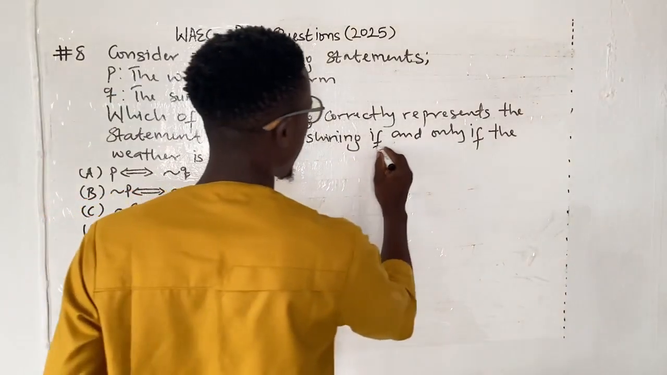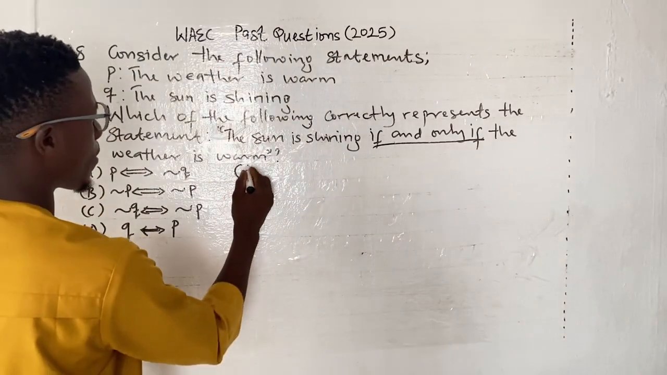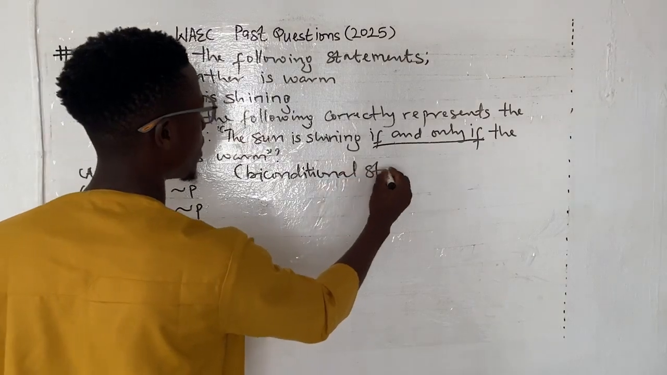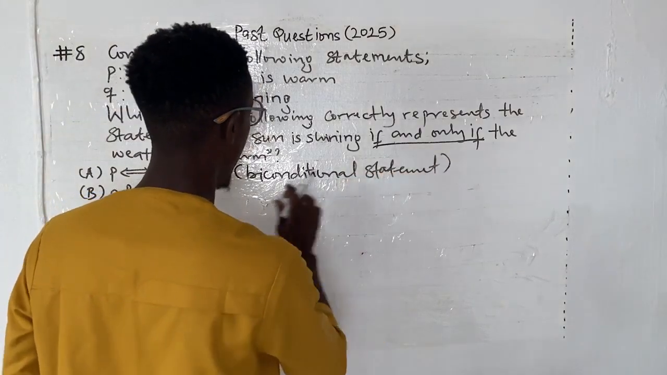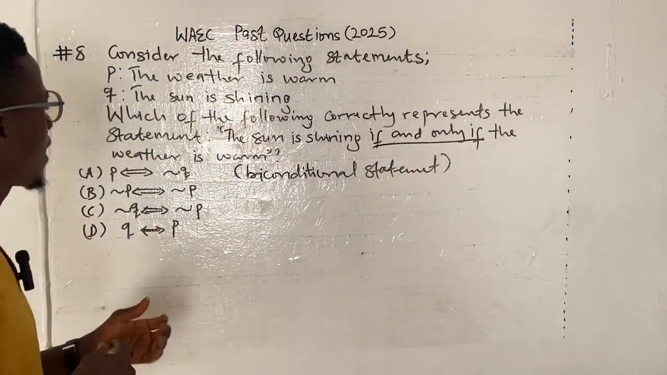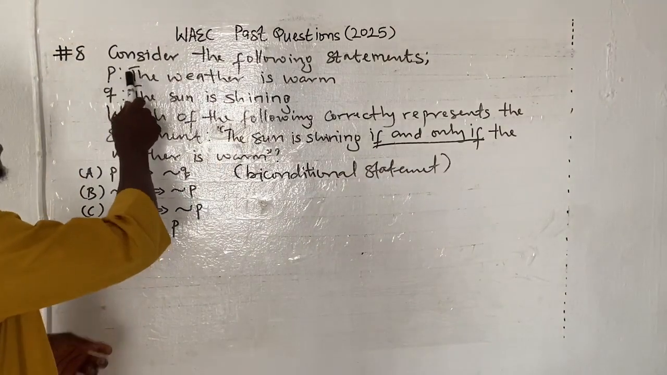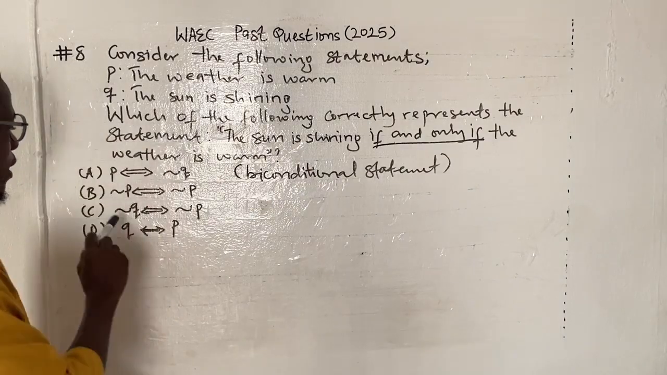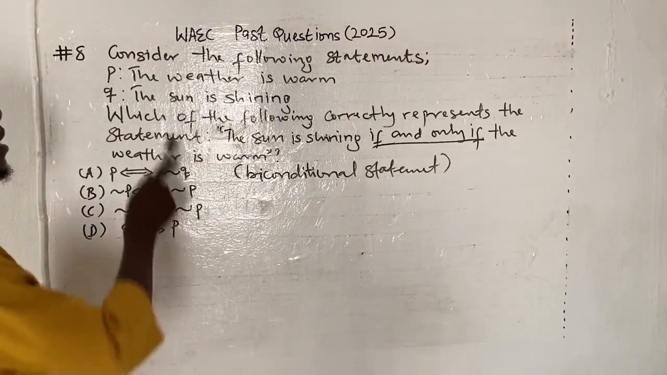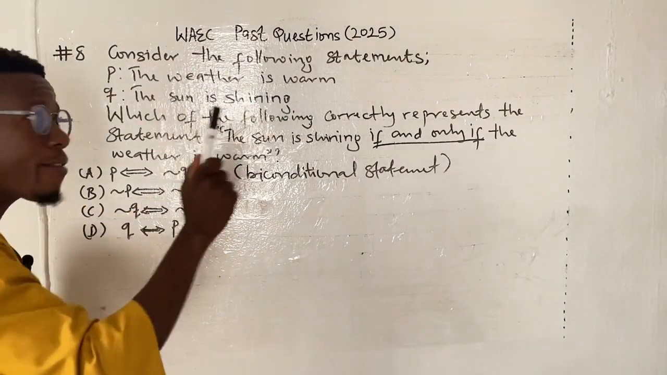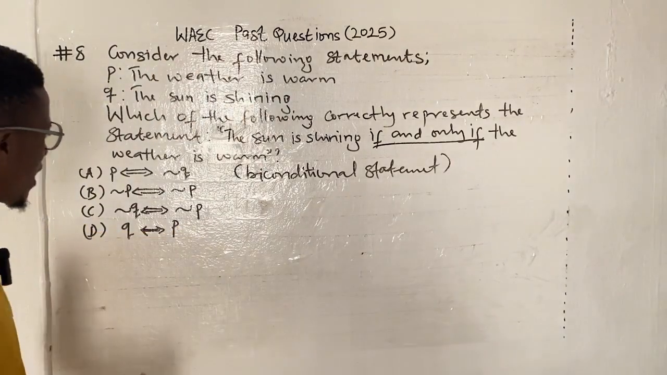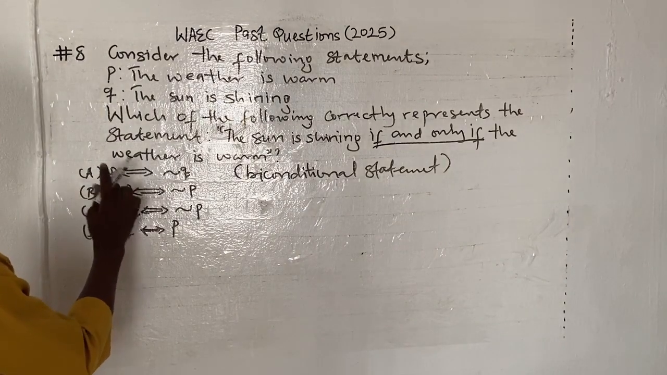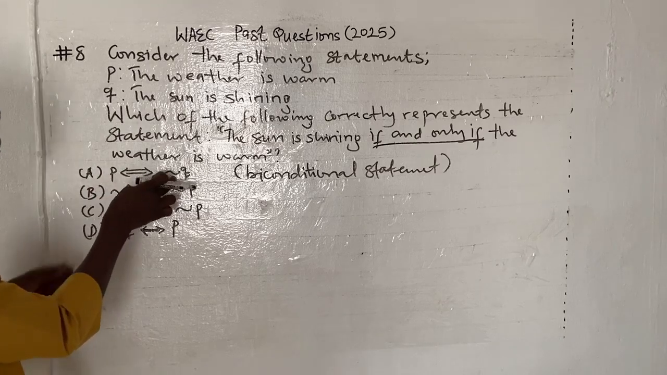So whenever you see if and only if, that is what? Biconditional statement. And what a biconditional statement stands for in logic is that this can only happen when this is happening. If this is not happening, this is not then happening. So what this statement is looking for is an expression here that shows that the weather is warm if and only if the sun is shining. And if you look at all these notations, this is what stands for if. If this means implies, that is, if and only if this happens, then what is next is going to happen.